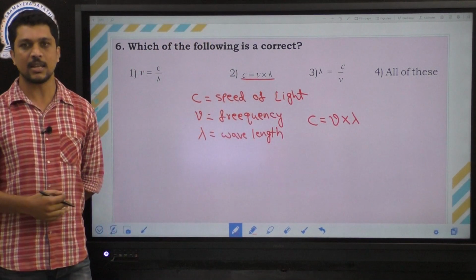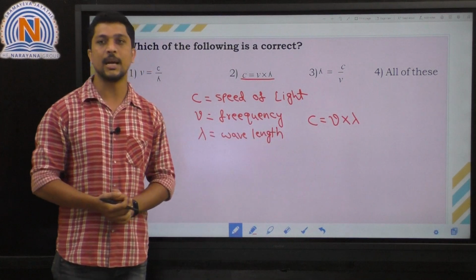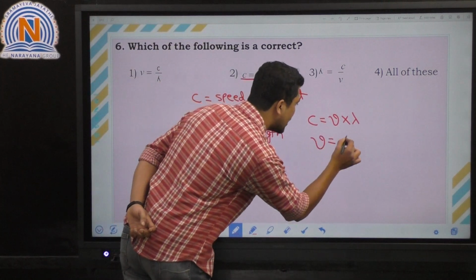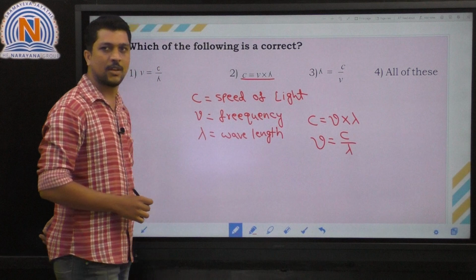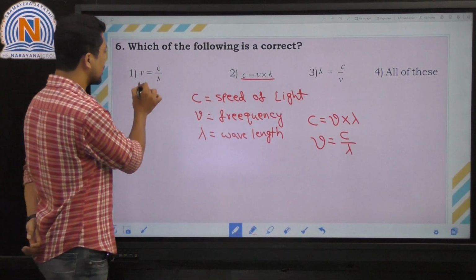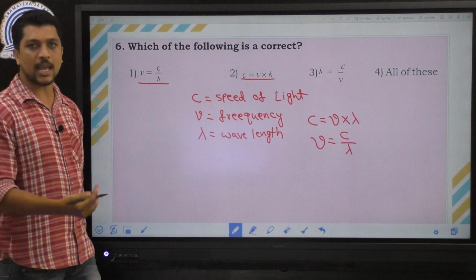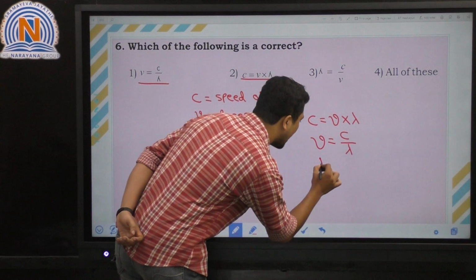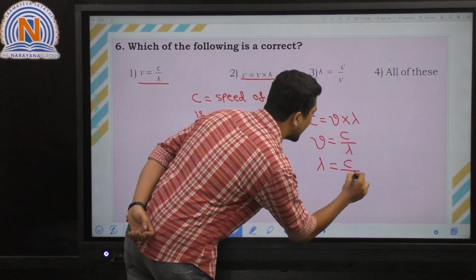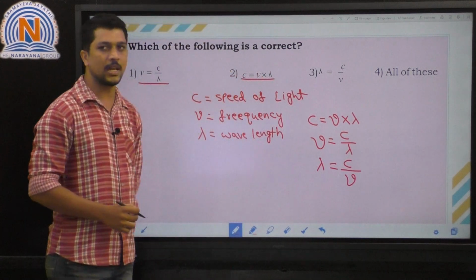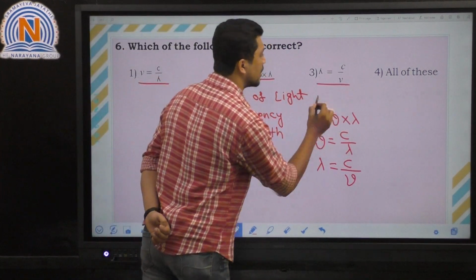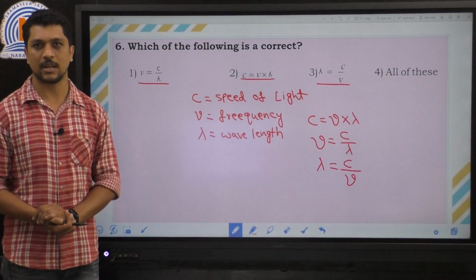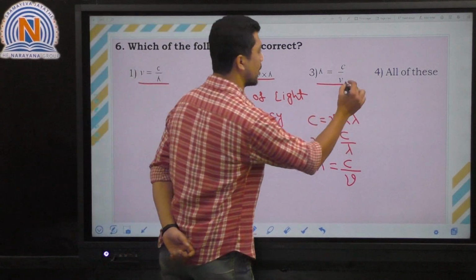If we rearrange this formula in terms of frequency, then frequency nu equal to c by lambda. That is the first option, right? If we rearrange the formula in terms of wavelength, lambda equal to c by nu, that is the third option. So all three options are correct. So here the correct option is the fourth option.